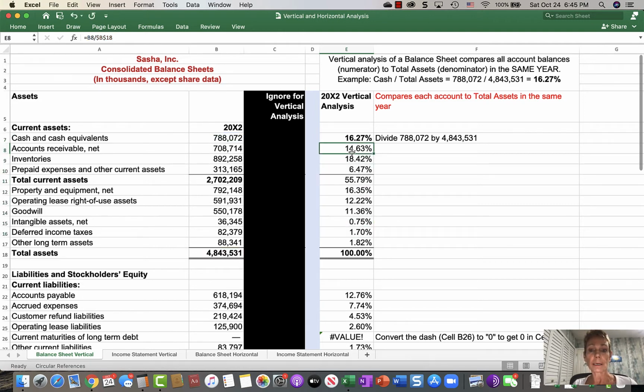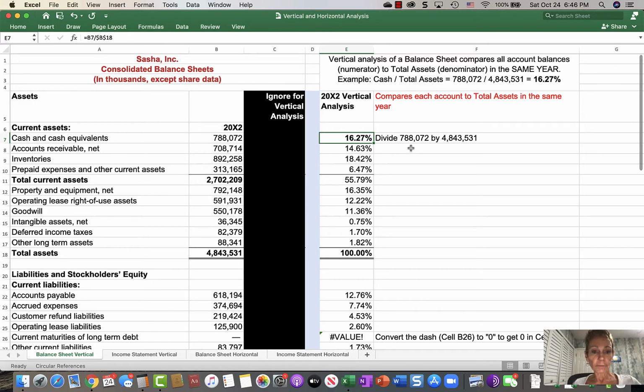Otherwise, I would be comparing this line, or when I get to the second line, the second line to here. So in order to always jump back to the denominator of total assets, I have to use the dollar sign in front of the cell address. So it would be dollar sign B, dollar sign 18. That's how I came up with this. And if you do this with a calculator, I basically just took 788,072 and divided by 843,531. And you get the same answer.